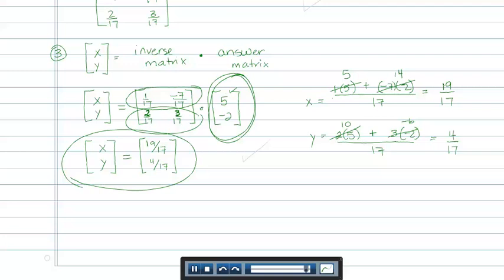So just to recap, you're going to write the matrix form. You're going to find the inverse. And you're going to multiply the inverse matrix by the answer matrix. And you're going to get your answer.